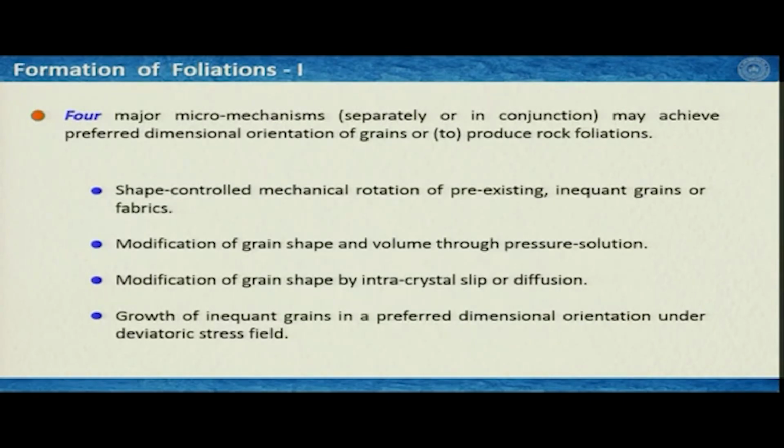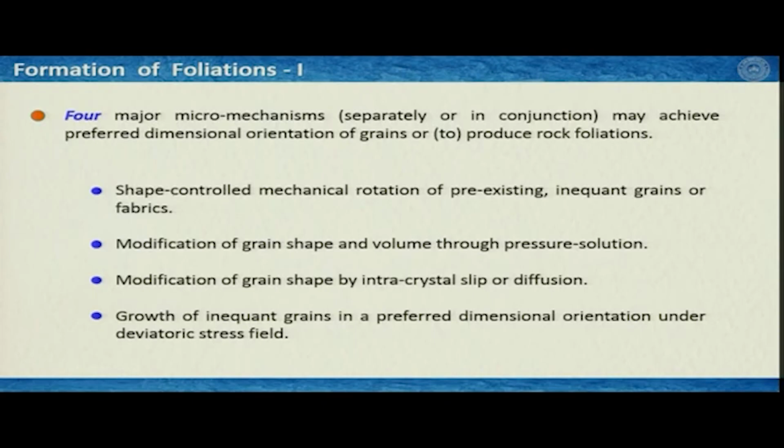Now, we more or less have covered the basic terminologies related to foliation. What is left is the mechanism or formation of foliations. How do they form? We will not go into the detail of this part, but I just give you some examples. So, there are 4 major micromechanisms responsible for the development of the foliation in deformed rocks, and these 4 major mechanisms can work separately or in conjugation.